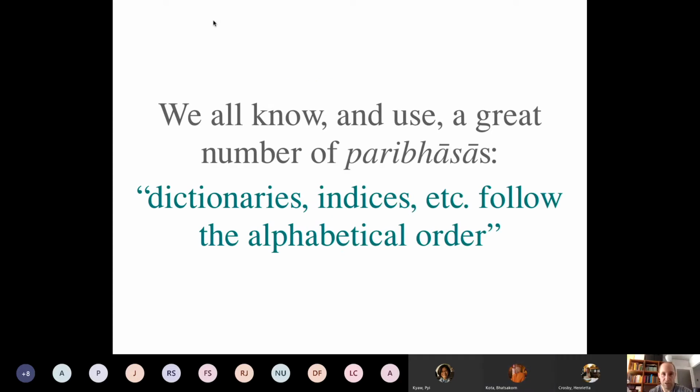These rules are actually something common in normal cognitive situations. We all know and use many paribhasas in our daily life, or when we use books and academic works especially. For instance, we know that dictionaries and indexes follow the alphabetical order. That is not something that the dictionary itself will tell you; the entries will never tell you how to read the dictionary itself, except maybe an entry that says what a dictionary is. Probably there will be some indication in the introduction that will tell you how to do that, and which alphabetical order, whether it's the Western or any other one, etc. So these are what paribhasas are.